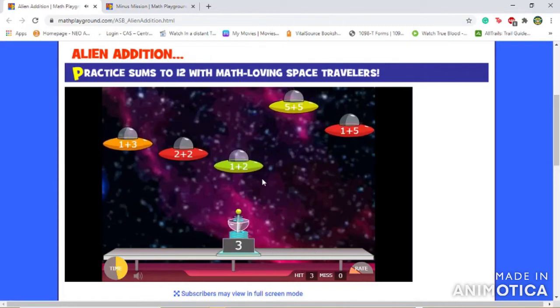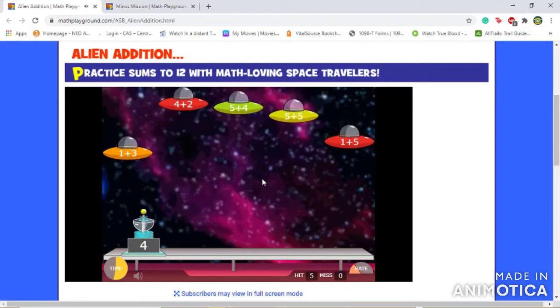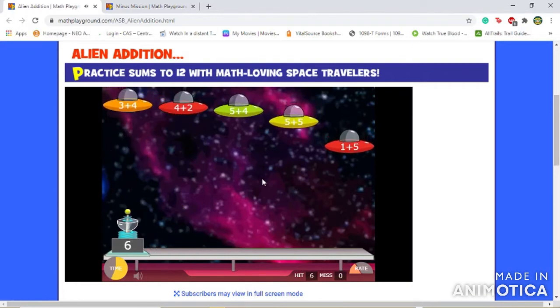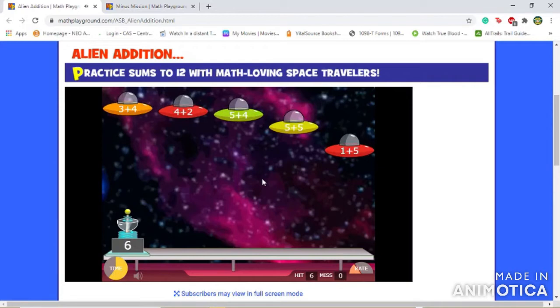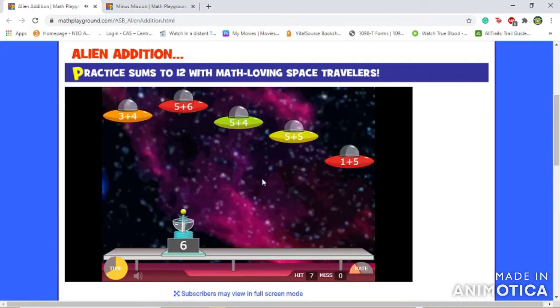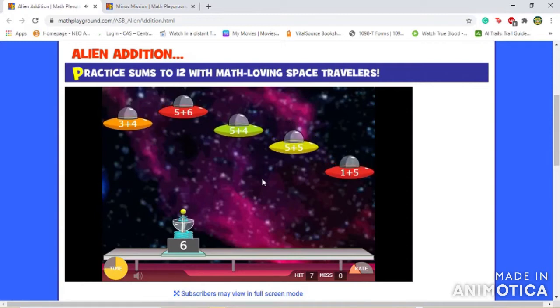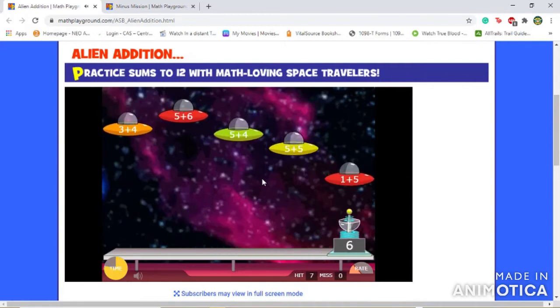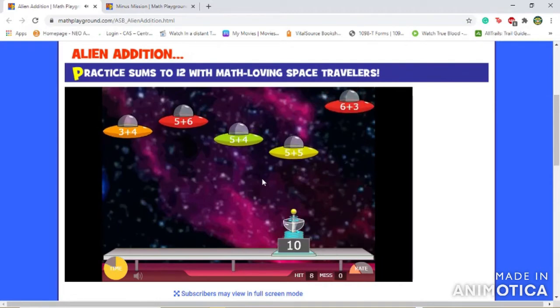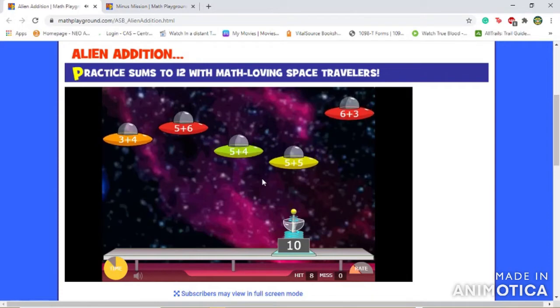So 1 plus 2 equals 3, 4 is 2 plus 2, and you're just going to keep going forward until the time runs out or until you receive as many hits as possible. As you can see in the left bottom corner, the timer is slowly filling up. It's almost run out. And obviously you're going to keep going. If one of these spaceships gets to the bottom, that means game over, and you're going to have to start over again.